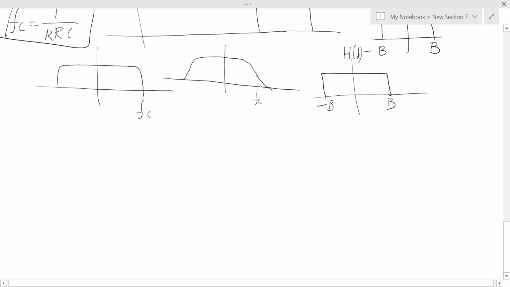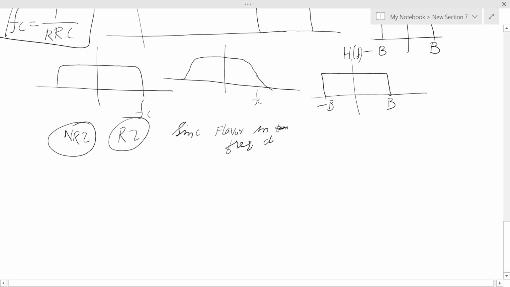Now see, this is the frequency domain. What will be its time domain? You know that will actually be a sinc function. Now if you look at any NRZ or return to zero signal, whatever you look at, they have a sinc flavor in the frequency domain. So they are rectangular functions in time, but sinc in the frequency domain.